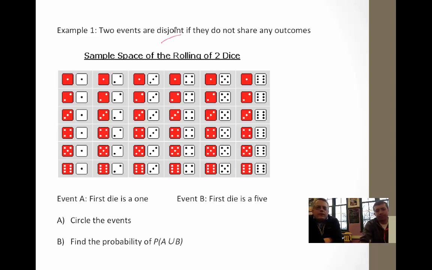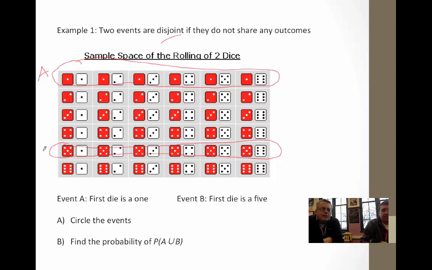If we're talking about rolling two dice, two events are disjoint if they don't have any die rolls in common. We have two events here. Event A is the event that the first die is a 1. The first die is the red die, and that would be the first row in the table. Let's label it A. Event B is that the first die is a 5.